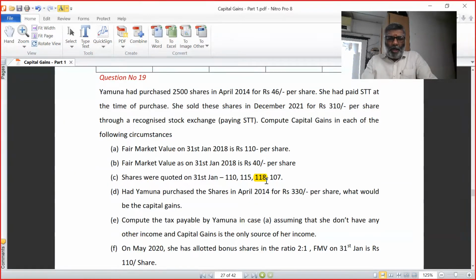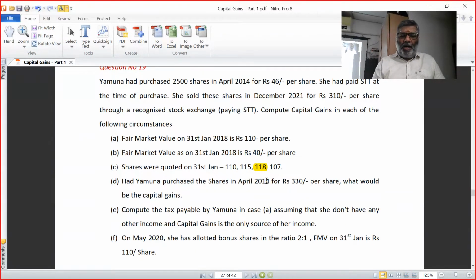Taking case A itself, you can say that answer. E. Compute the tax payable by Yamuna in case A, assuming she doesn't have any other income and capital gains is the only source of income. F. In May 2020, she was allotted 2 shares for every 1 share. The fair market value as on 31st January is rupees 110 per share. Again, a similar question, giving it to you in paragraph format, not as a tabular format.